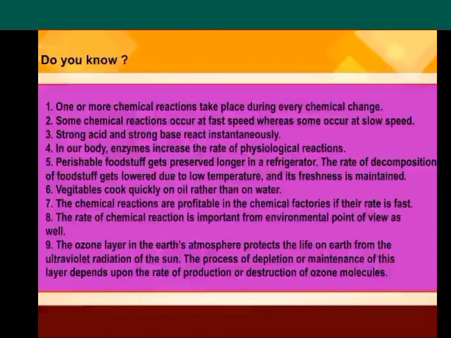Point number 6. Vegetables cook quickly in oil rather than in water. Point number 7. Chemical reactions are profitable in the chemical factories if their rate is fast. Point number 8. The rate of chemical reaction is important from the environmental point of view as well. Point number 9. The ozone layer in the Earth's atmosphere protects life on Earth from the ultraviolet radiation of the sun. The process of depletion or maintenance of this layer depends upon the rate of production or destruction of ozone molecules.